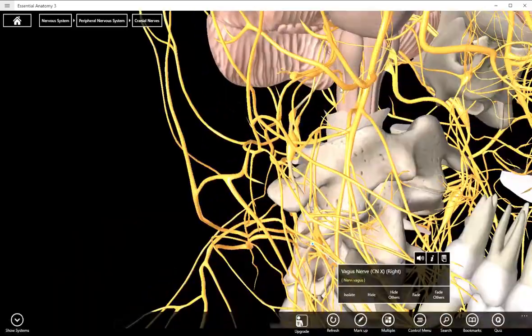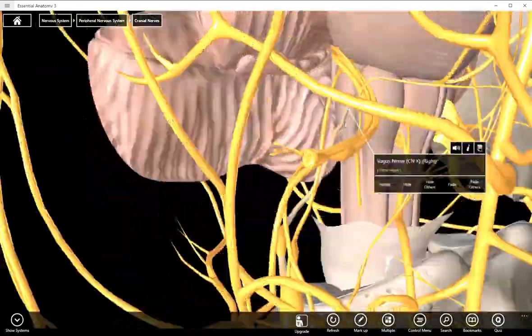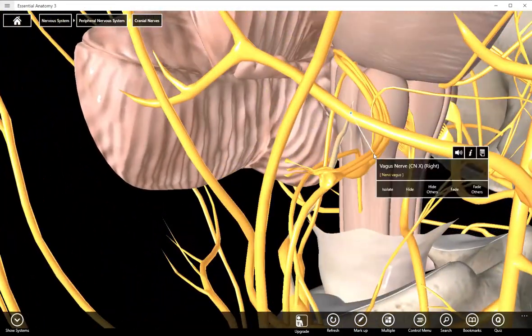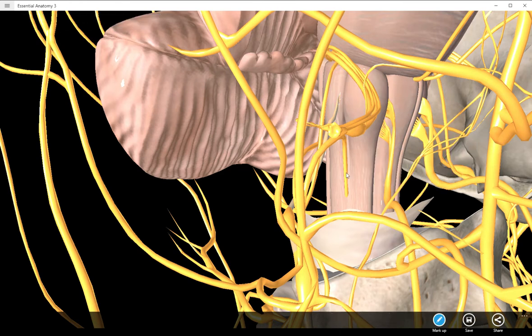Anyway, I won't ever click on it there for you. I'll click on it where it exits the brainstem. And it does so right there, right below glossopharyngeal, the vagus nerve. Let me just make sure you guys can see that. This nerve right there. Okay, that is the vagus nerve, cranial nerve 10.